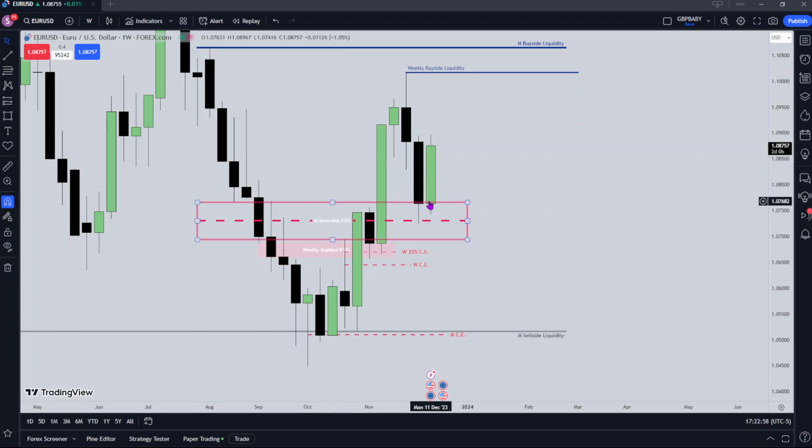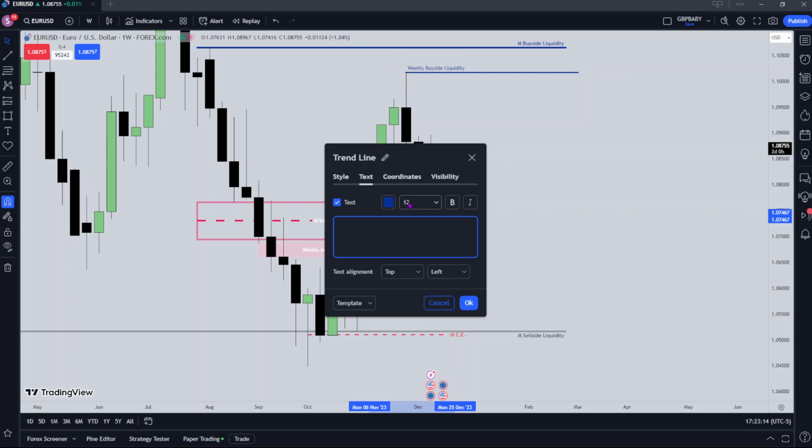And that's why I was able to predict the FOMC movement so well, because I was aware that this propulsion block would cause the price to propel higher. So what I'm going to do is mark out the open of this block. I'm going to make the line black, and I'm going to call it a weekly propulsion block.